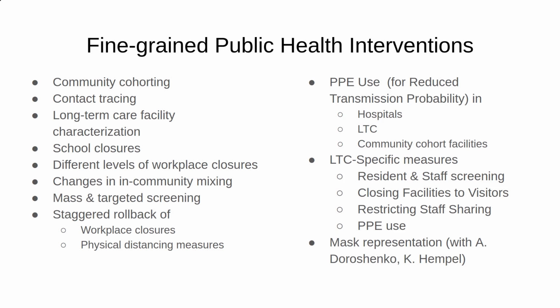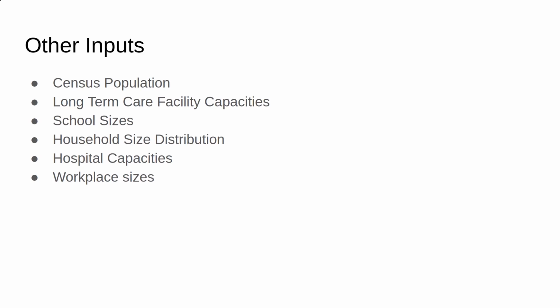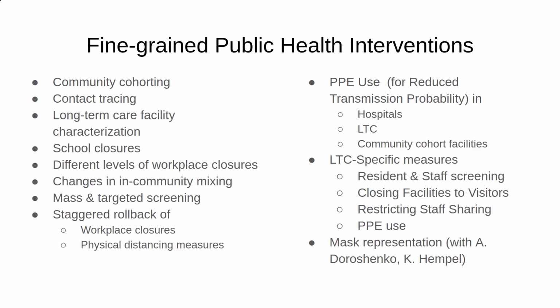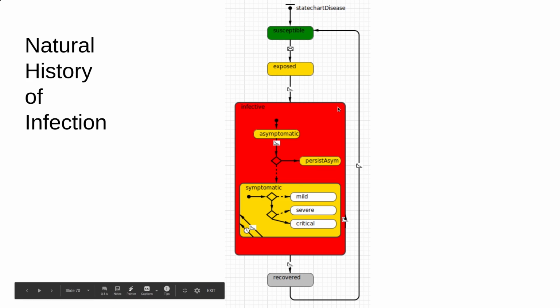And finally, in conjunction with Alex Doroshenko and Karsten Hempel, whose work also joint with us, also helped to inspire some of the thoughts about model representation, representation of household sizes, etc. We represent the impacts of masks. Individuals within this model make use of a natural history of infection, similar to that seen in some of those other models, including the possibility of persistent oligosymptomatic individuals. We also represent as a possibility the loss of persistent immunity.